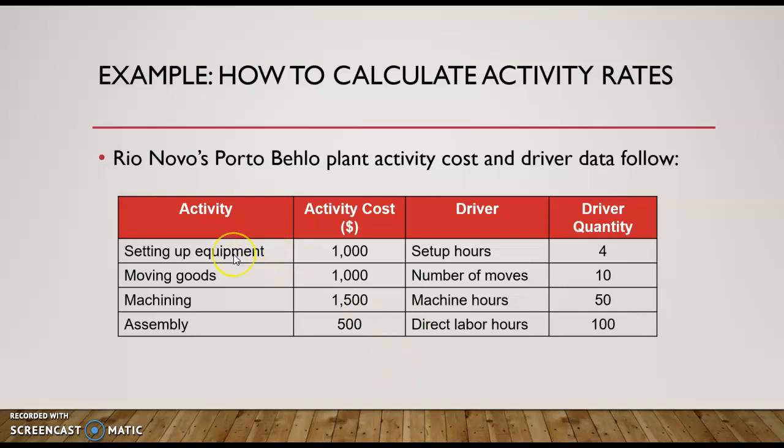In this case, we're having a separate rate for each one of these 4 activities. So we're still using the same formula. We're taking the estimated total cost of that overhead activity divided by the estimated total cost driver for that activity. So 1,000 divided by 4 will be for the setting up of equipment, what that overhead rate will be. Moving goods, 1,000 divided by 10. Machining, 1,500 divided by 50. And assembly, 500 divided by 100.